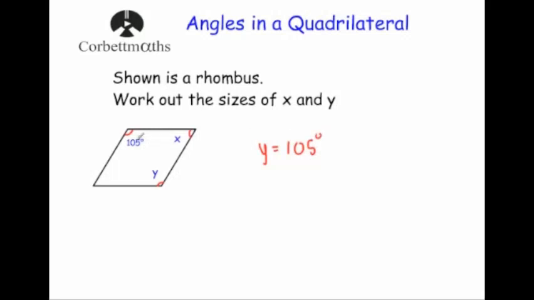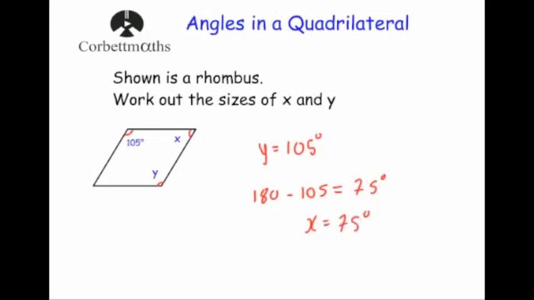And again, to get x, we could add together the 105 and the 105, take that away from 360 and half it, and that's what's left for x in the opposite one. Or you can just know that the obtuse angle, this is the obtuse one, and the acute angle will add together to give you 180 degrees. So if we just take 105 away from 180, that will leave us with 75 degrees. That means that x is equal to 75 degrees.